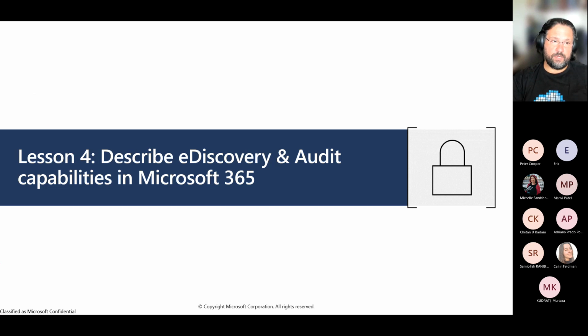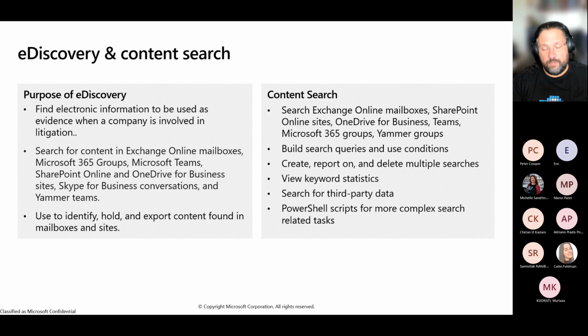So e-discovery and audit. Briefly spoke about these already, which is great. E-discovery allows you to find information that could be used if your company or a member of your staff are involved in litigation. And it allows you to search through all of the data sources in your 365 environment. So that's your Exchange Online, 365 groups, Teams, SharePoint Online, OneDrive for Business sites, Skype for Business conversations, and your Yammer teams. The user doesn't actually know that you've done this. It's like a covert thing, and it's quite invasive.